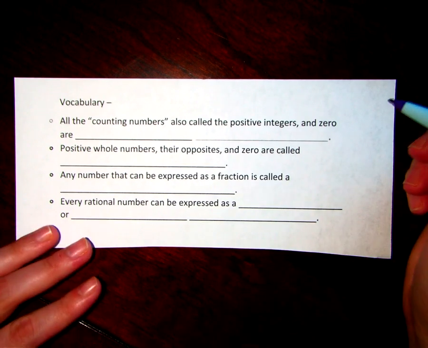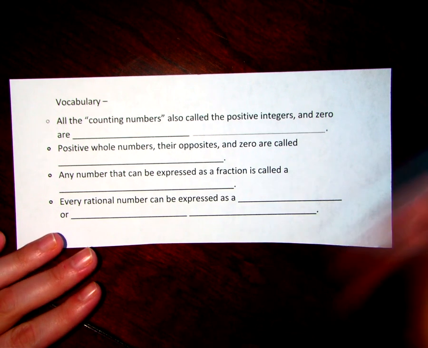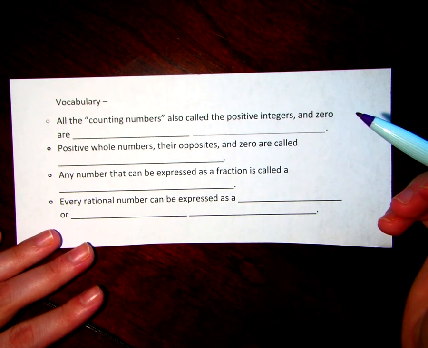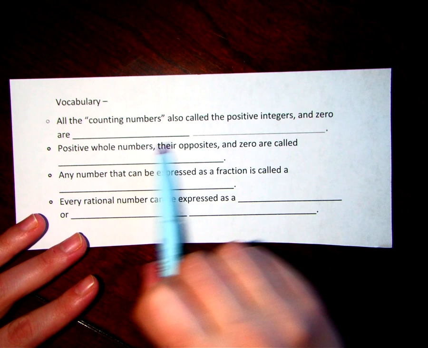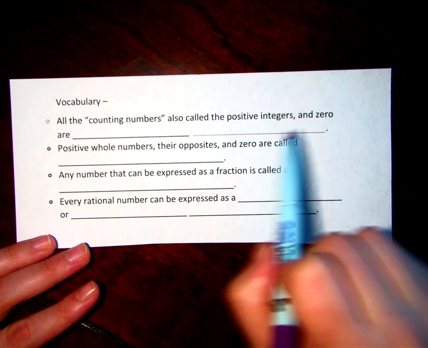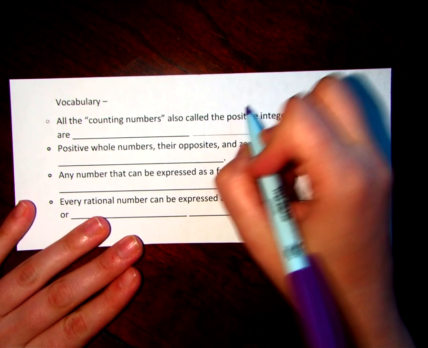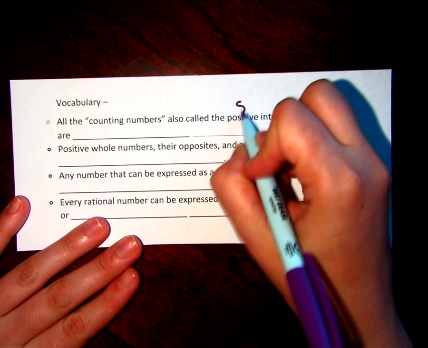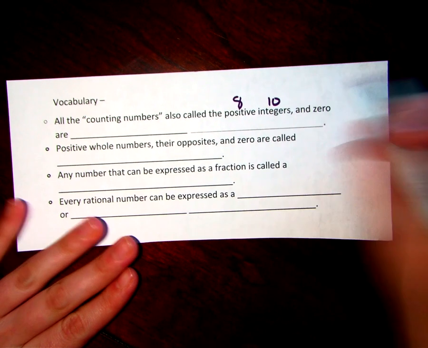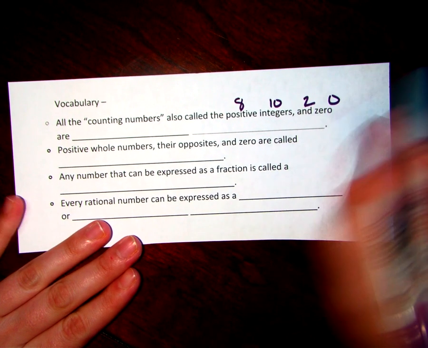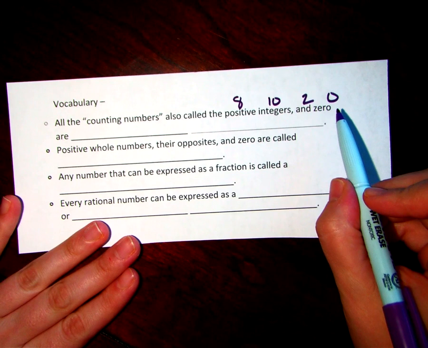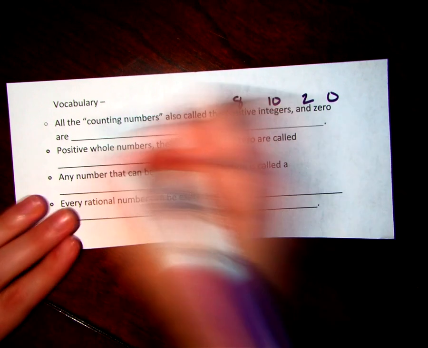Okay, so when we're doing our fill in the blank, remember our Venn diagram. Starting with this first fill in the blank: all the counting numbers, also called positive integers, and zero. Write some examples to see if that helps you. So 8, 10, 2, 0. What kind of numbers are those? Whole numbers.